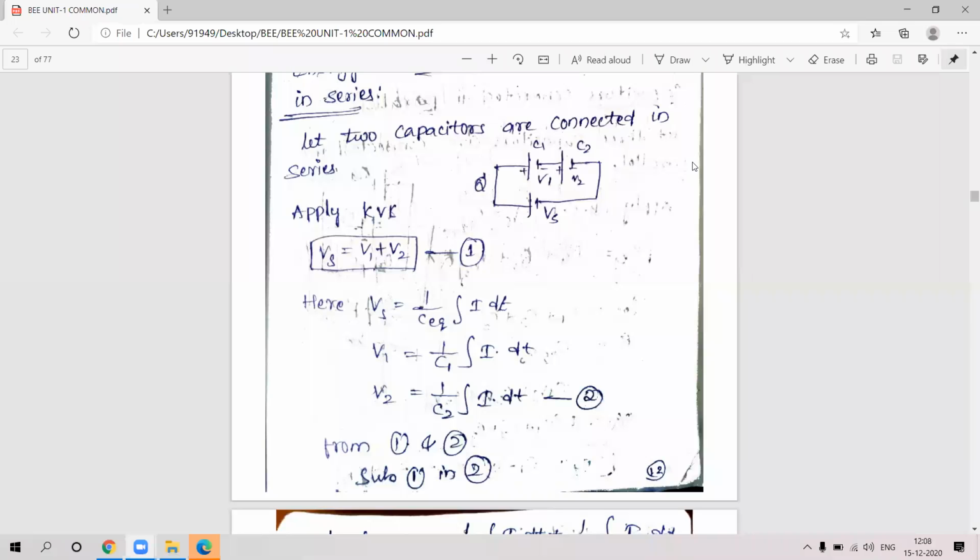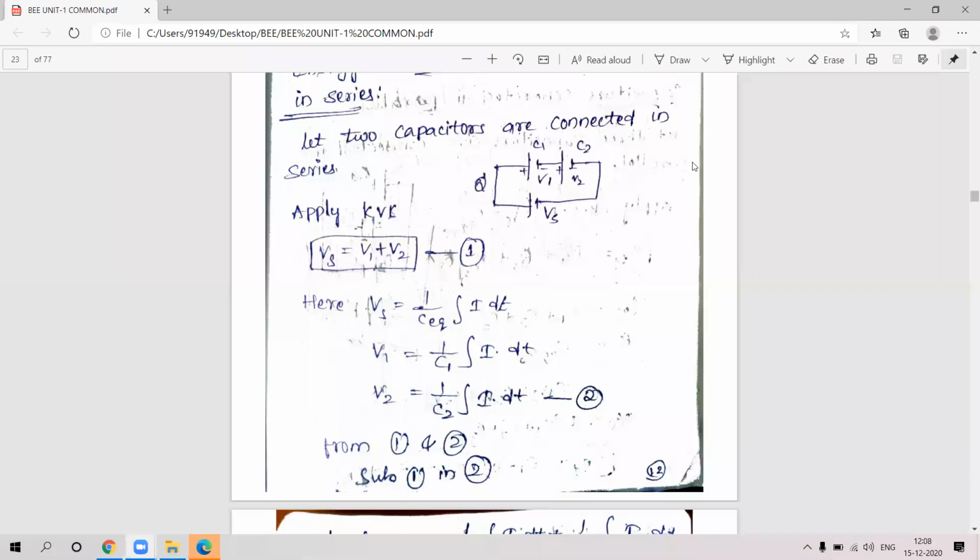Because of those charged plates, we can utilize them for loads. Any type of load we can connect to it will consume that charge, and then the total charge will be discharged. Again we need to recharge that battery or capacitor.